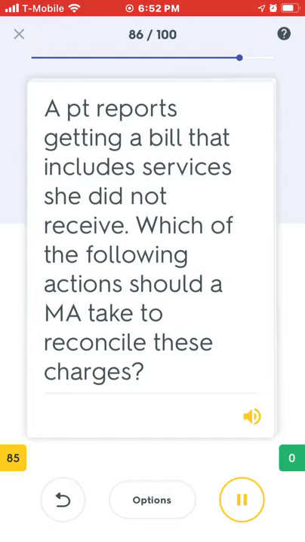A patient reports getting a bill that includes services she did not receive. Which of the following actions should a MA take to reconcile these charges?